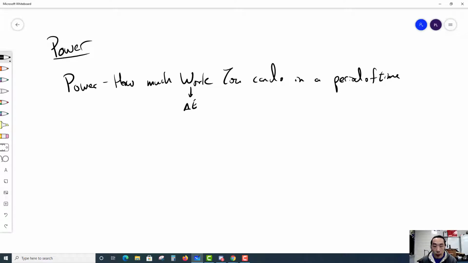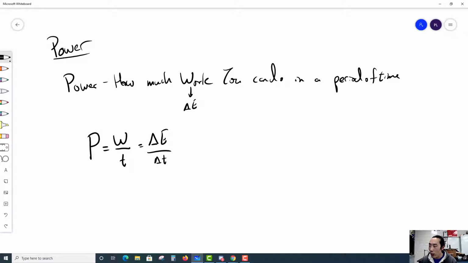And so from there, we can come up with our power equation. We say that power is work divided by time. Now, another way to write this is the change in energy over a very specific period of time, right? So we can write power in this fashion.